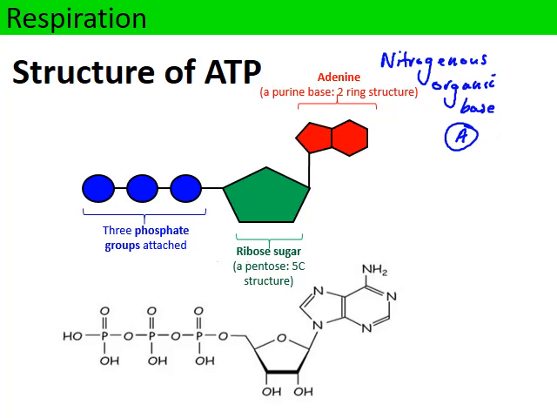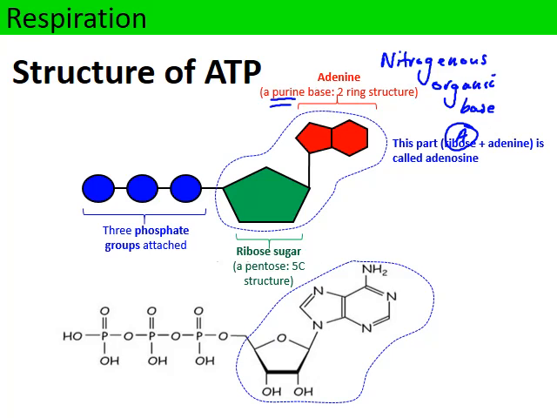Now, nitrogenous just means that it contains nitrogen. Organic means it contains carbon and hydrogen. So we know this is a double ring structure, so we know it must be a purine nitrogenous base. Now, the adenine is connected to the ribose sugar, and we know that's a pentose. So that's why it's an RNA nucleotide.